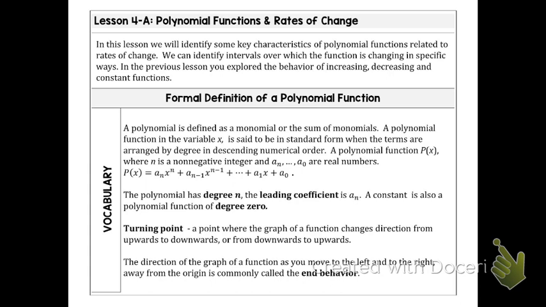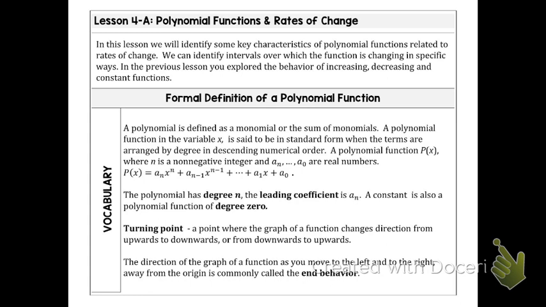So it says in this lesson, we will identify some key characteristics of polynomial functions related to rates of change. We can identify intervals over which the function is changing in specific ways. In the previous lesson, you explored the behavior of increasing, decreasing, and constant functions. And so now we have a formal definition of a polynomial function. It says a polynomial is defined as a monomial or a sum of monomials. So poly means many, so we just have many monomials here.